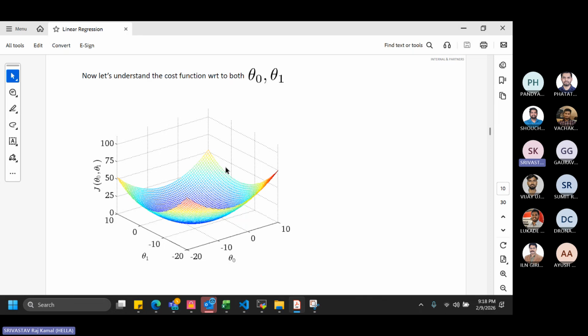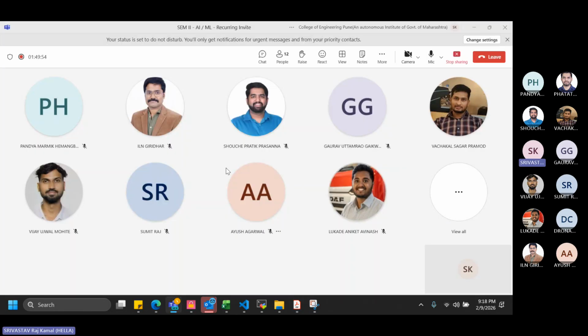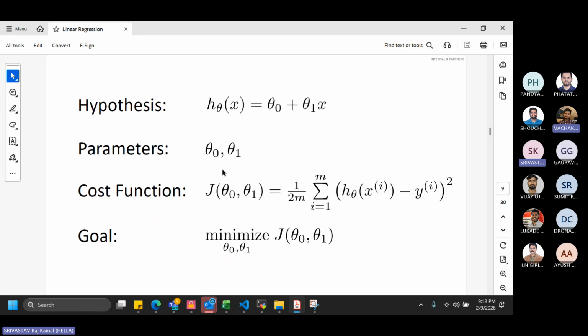How you do that, we're going to see in the gradient descent algorithm next. There are two ways of doing that: a stochastic way, where you work on one by one, and a grouping way, where you work on all the thetas simultaneously.